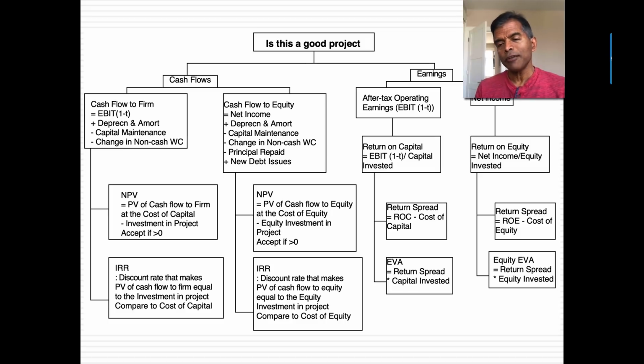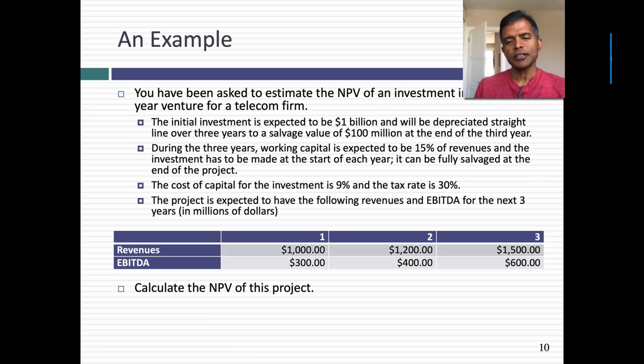Here's the alternative. You could have taken the net income on either a project or a company divided by just the book equity in that project and compared that return on equity to the cost of equity. Again, two different ways of looking at a project, but they should lead you most of the time to the same conclusion. So let's take an example. You've been asked to estimate the net present value of an investment. It's a 3-year venture. I'm trying to keep your life simple by keeping the number of years low.